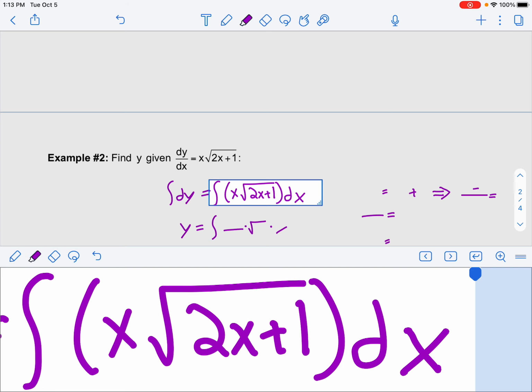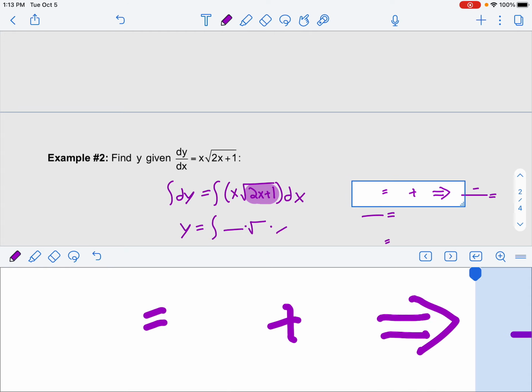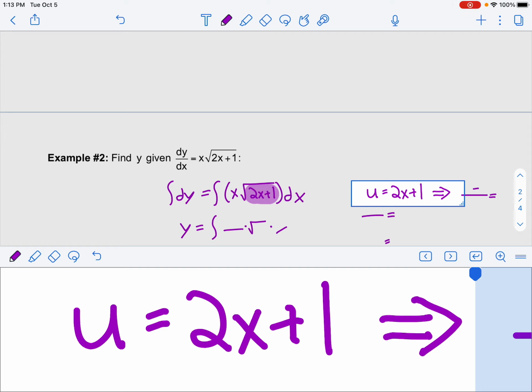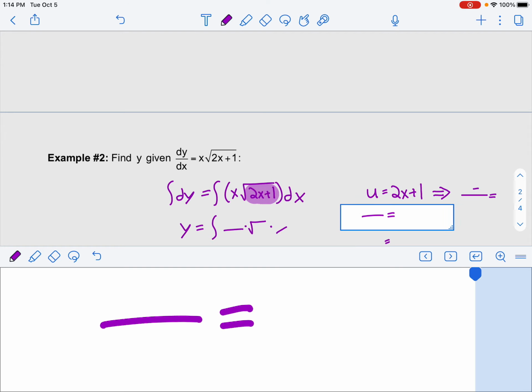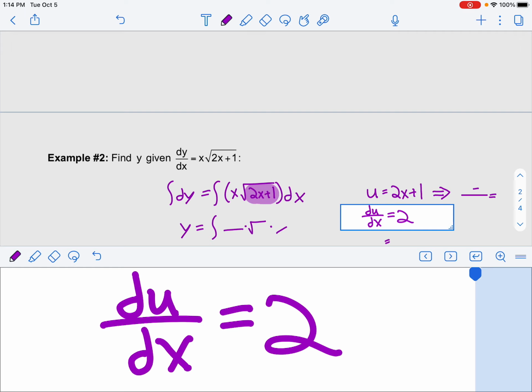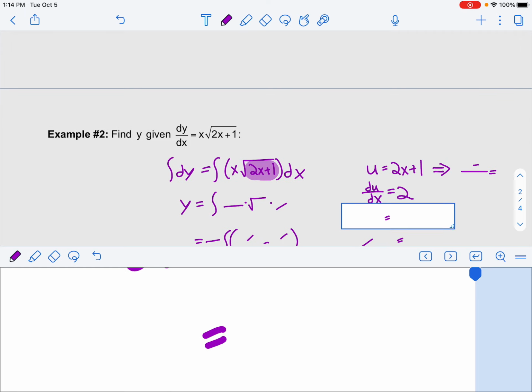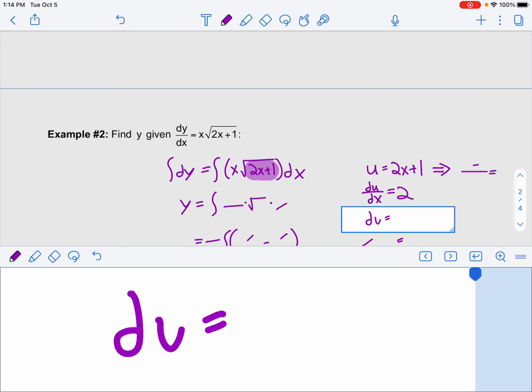Just like with the last example, look for a composition of functions. I have 2x plus 1 inside my radical here. So I'm going to come over to the side and let u equal 2x plus 1. Take the derivative with respect to x, so I get du/dx is equal to 2. I'm going to separate the differentials there, so I get du equals 2 dx.